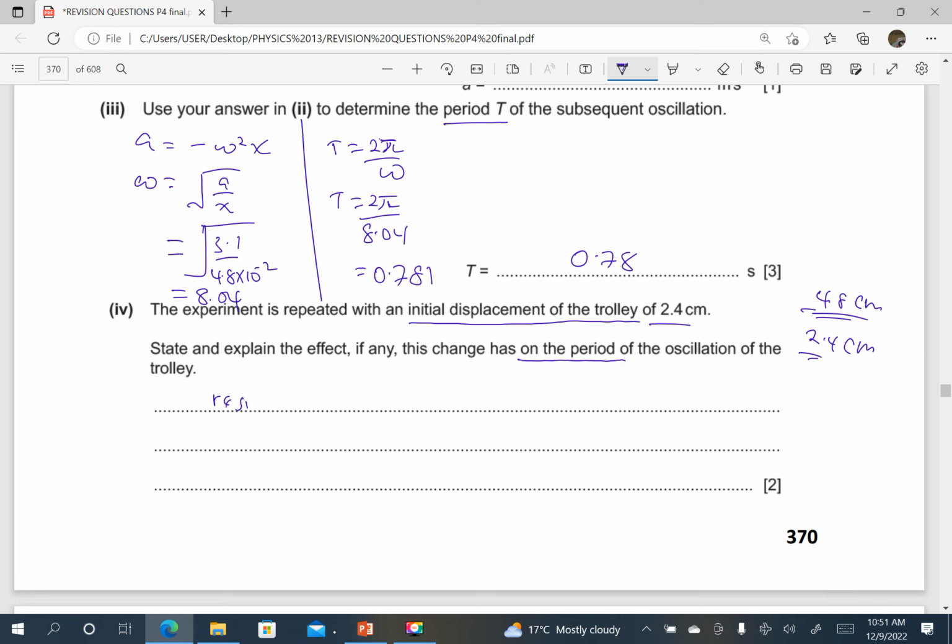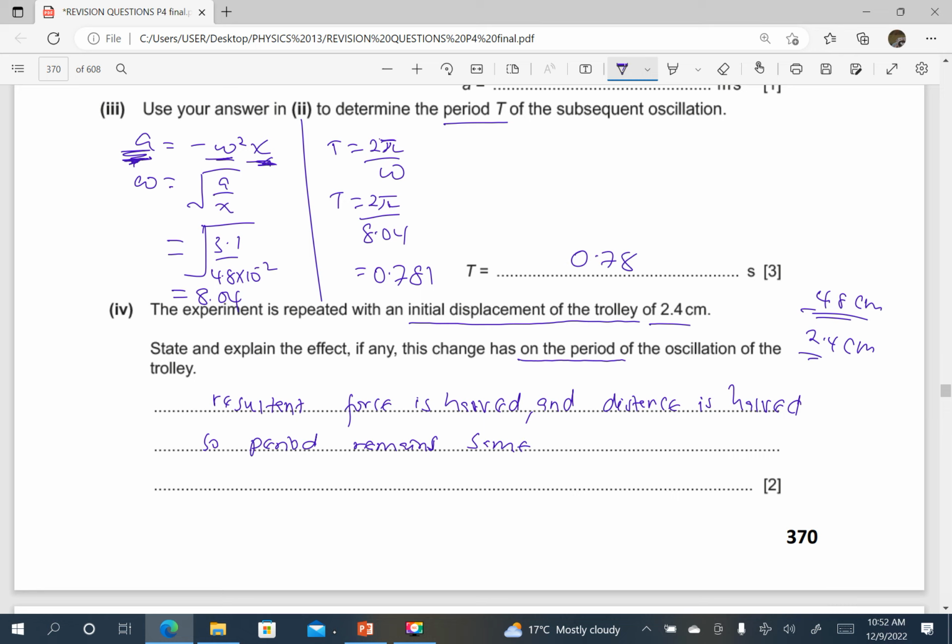So the resultant force is halved and the distance is halved. So if the resultant force is halved, the acceleration is halved, but the distance is also halved. So this is halved, the other one is halved, so there is no effect on omega. So the resultant force is halved and the distance is also halved. T remains the same. So the period remains the same.